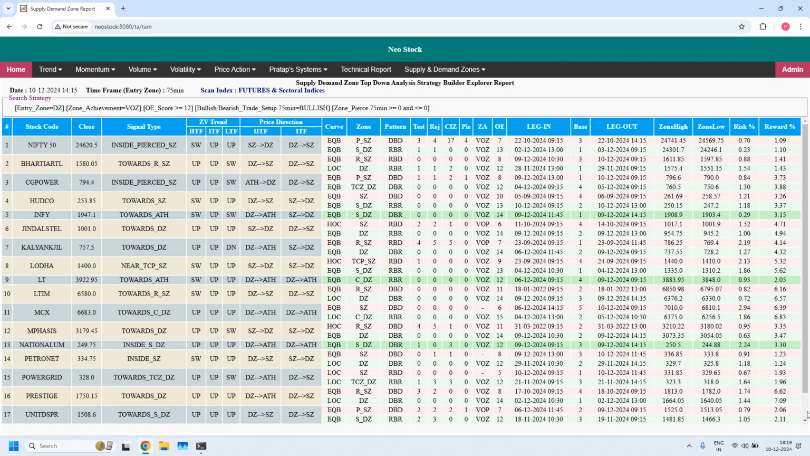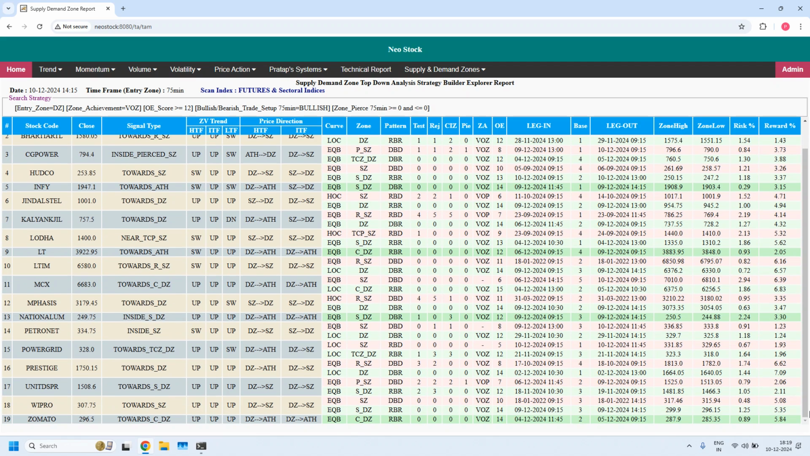I am scrolling the list down. So total 19 stocks are filtered. Out of these 19, there could be some high probability setup supported weekly demand zone, 75 minutes demand zones might be available.